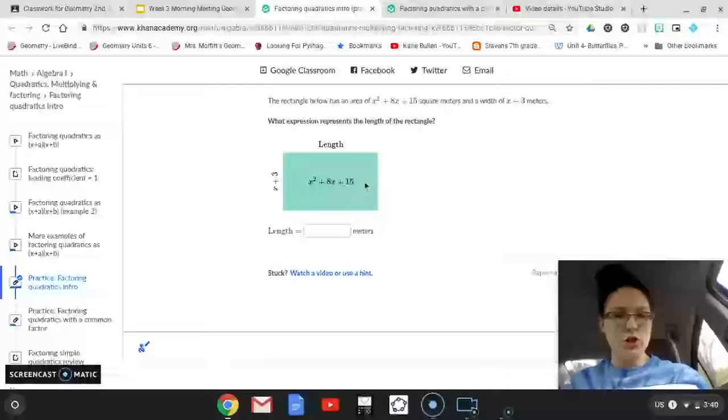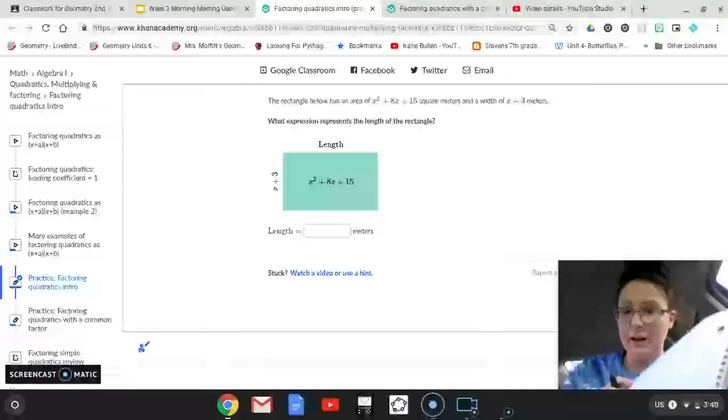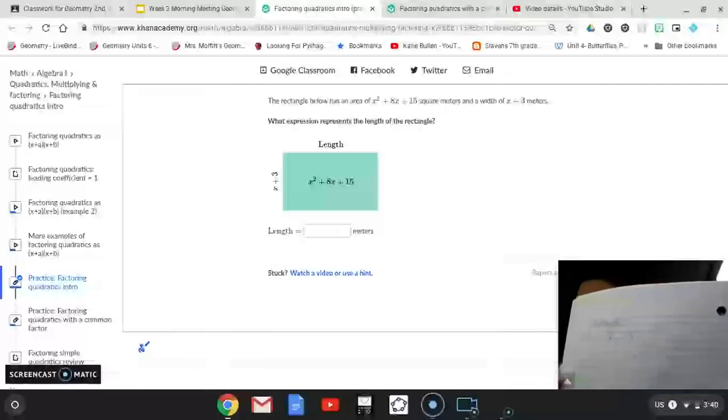So I'm really just trying to take this x squared plus 8x plus 15 and find the two binomials that it factors into. And they even told me that one of those binomials is going to be x plus 3. Okay? So I'm going to factor x squared plus 8x plus 15. I'm not going to use the box method on this one because there's no leading coefficient there. Okay, so here's how I have my problem set up.